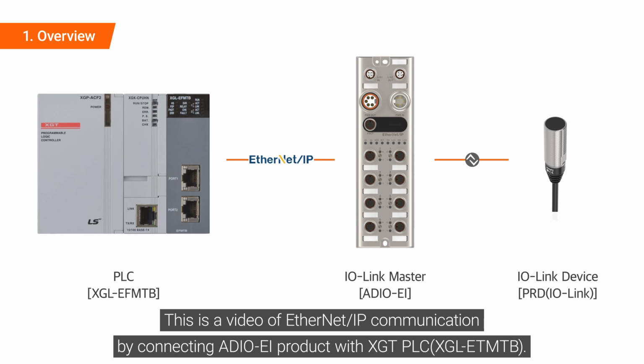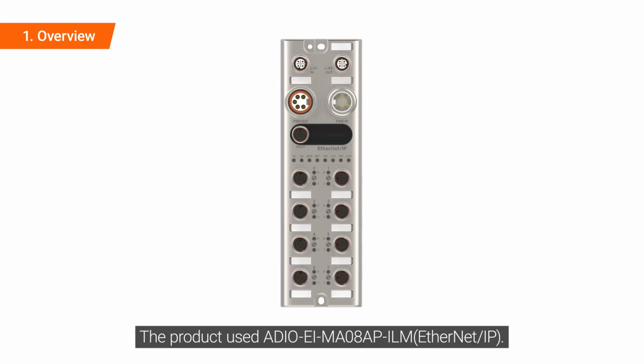This is a video of Ethernet IP communication by connecting the ADIO-EI product with an XGT PLC. The product used is ADIO-EI-MA08AP-ILM.